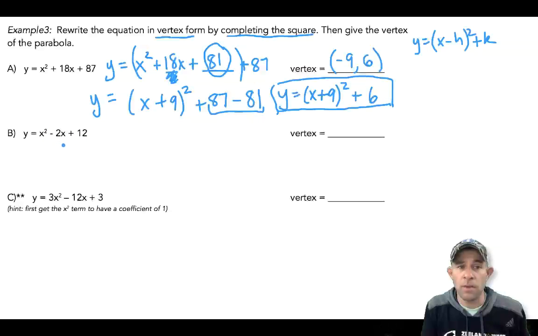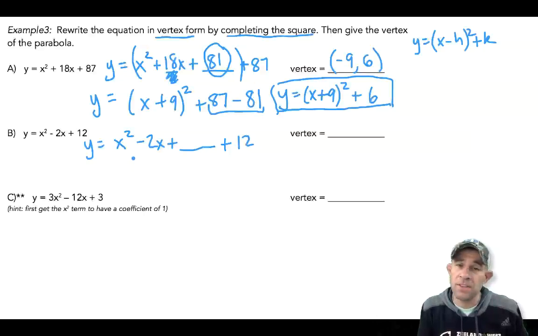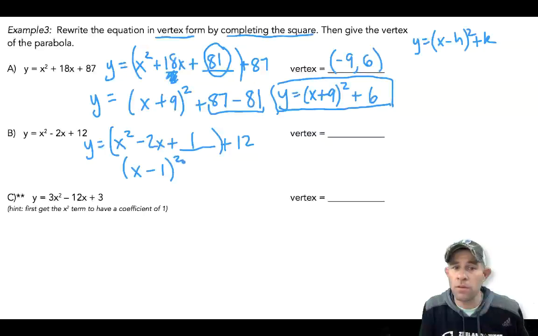So again, I'm going to start off by rewriting this first line, y equals x squared minus 2x plus, I'm going to leave a blank here, and then I'm going to add my plus 12. So now I have to take half of negative 2, which is negative 1, and square it. When I square negative 1, I get a positive 1. So these first three terms here are going to be rewritten as a binomial squared. This becomes x minus 1 quantity squared plus 12.